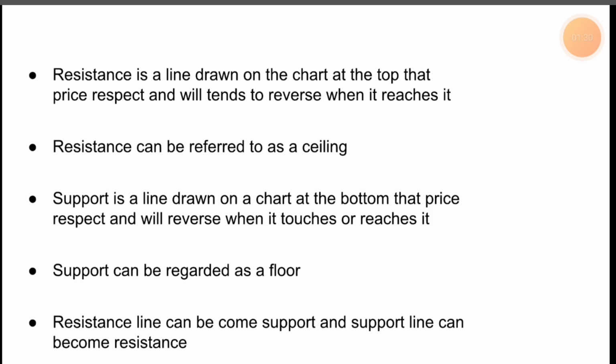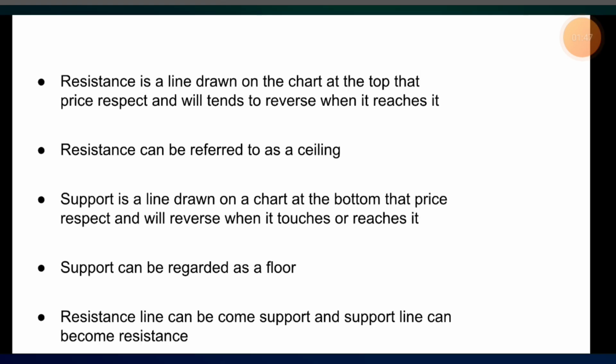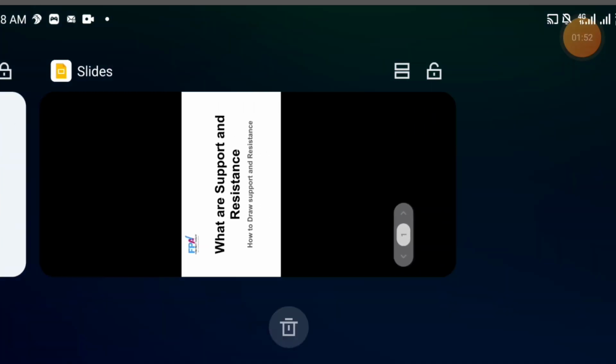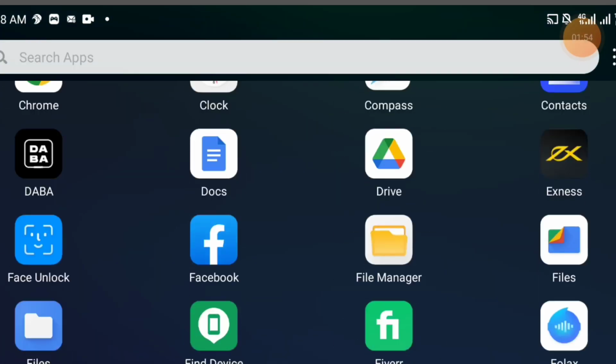Now, a support line can become a resistance line, and a resistance line can also become support, depending on where price is at the moment. I'm going to explain it on my Google dashboard so that we can understand better what we're talking about.